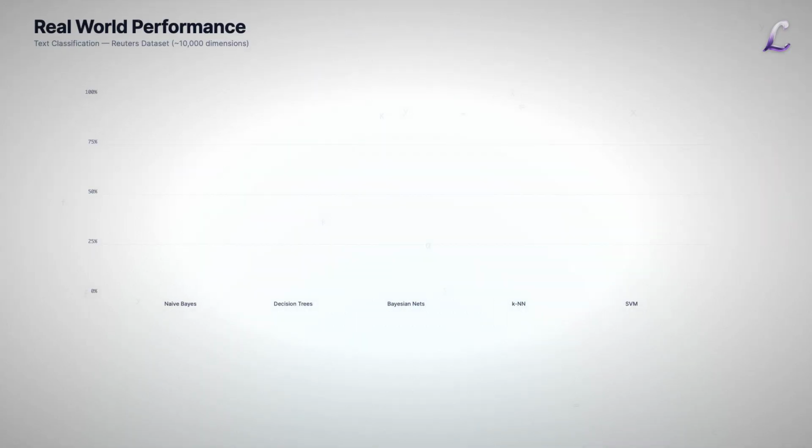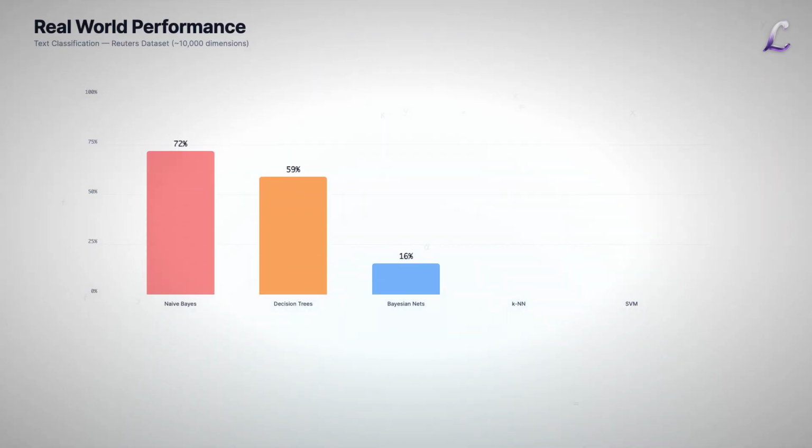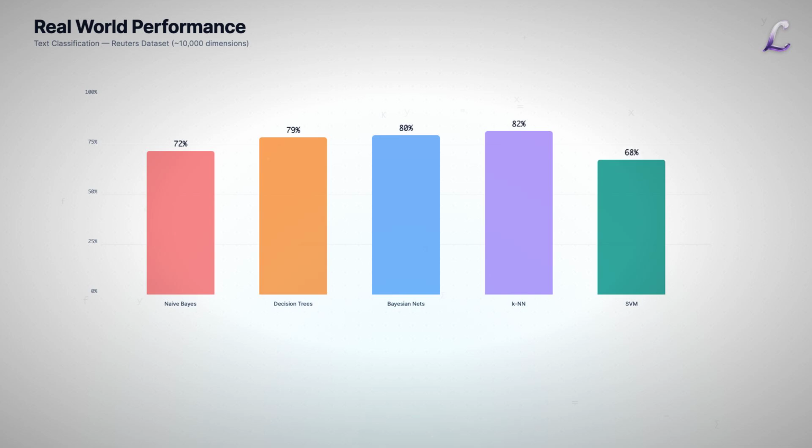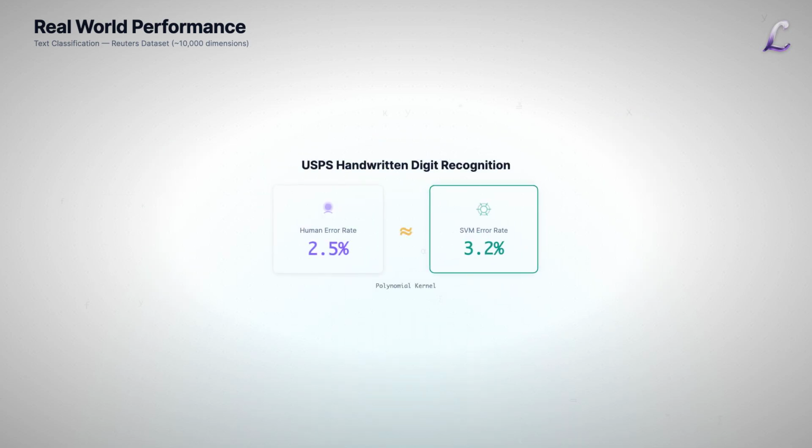The theory holds up in practice. In text classification on the Reuters dataset with nearly 10,000 dimensions, SVMs achieved 87% accuracy, beating naive Bayes at 72%. On the USPS handwritten digit dataset using a polynomial kernel, SVMs achieved a 3.2% error rate. For context, the human error rate on that task is 2.5%.